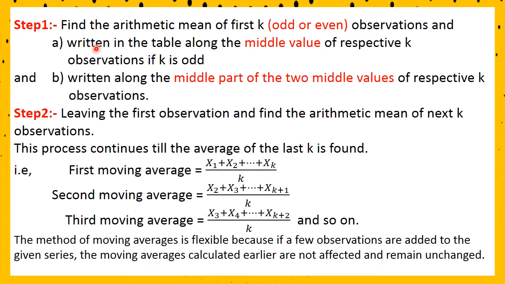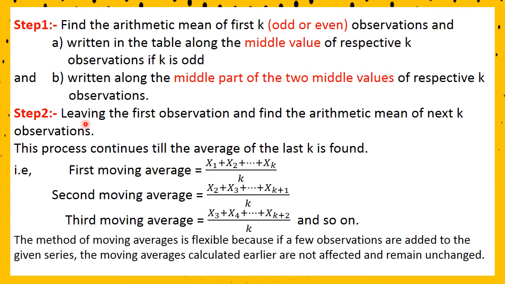So after finding the arithmetic mean of k observations, we write in the table along the middle value of the respective k observations if k is odd. That is, if k is odd, we will get a middle value. So we write the arithmetic mean along it. And if k is even, then what we will do? There are 2 middle values. So we cannot write the arithmetic mean along a particular value. So we will write the arithmetic mean along the middle part of the 2 middle values of k observations.